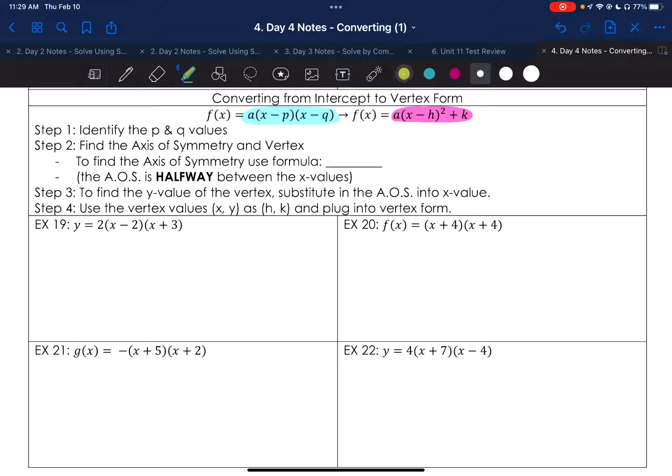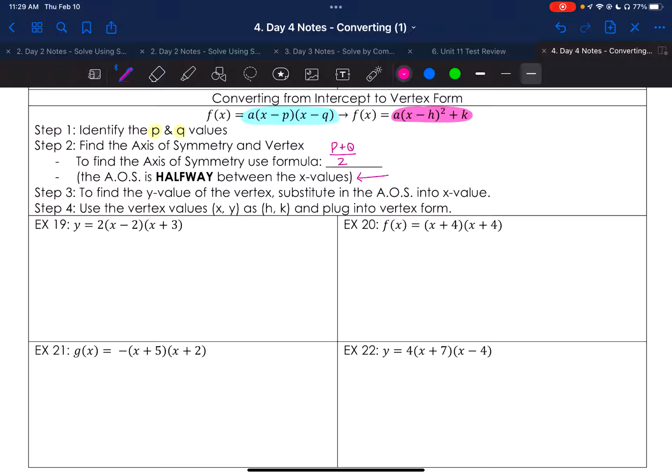So the first thing that we need to do is identify the p and q values, and then we'll find the axis of symmetry and vertex. To find the axis of symmetry and vertex, we'll take our p and q values, add them together, and divide them by 2. We do that because the axis of symmetry is halfway between our two x-intercepts.